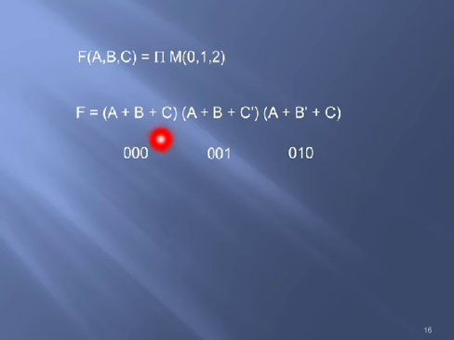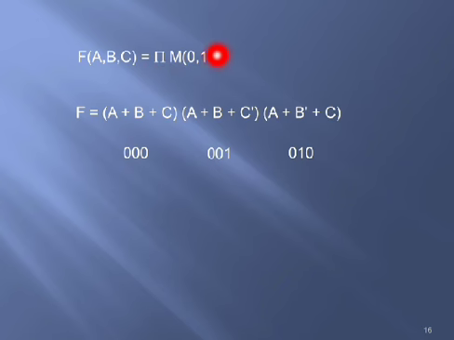So A plus B plus C stands for the 0 0 0 input combination, A plus B plus C bar stands for 0 0 1, and A plus B bar plus C stands for 0 1 0, the corresponding input combinations. Its corresponding max terms, A plus B plus C into A plus B plus C bar into A plus B bar plus C, indicate in fact the standard canonical POS form as f of A comma B comma C is equal to product of max terms 0 1 2.